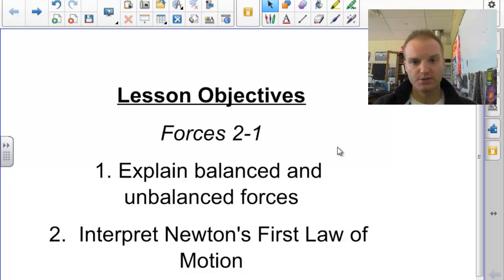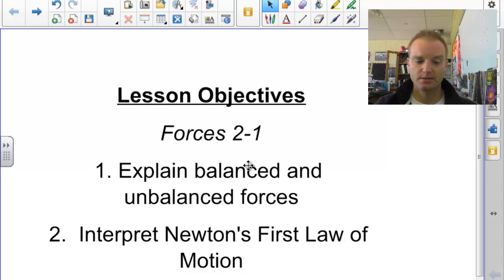So this first page is our lesson objectives. You do not have to write this down, but it shows what's coming up in this first lesson. We want to be able to explain balanced and unbalanced forces, kind of one simple thing, laying the groundwork. These first sections tend to lay the groundwork for later on in the chapter.